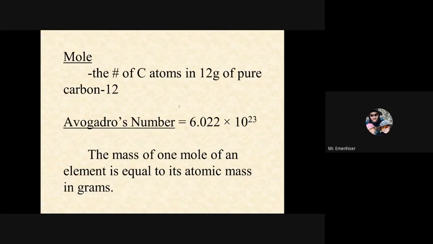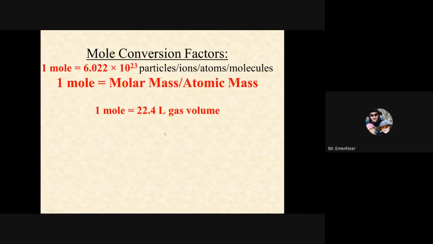1 mole is the number of carbon atoms in 12 grams of pure carbon, which is equal to 6 times 10 to the 23 atoms. Okay, but that's the definition of a mole. It is a counting unit. It is the SI metric unit for counting, or for amount of a substance, like a chemical or a powder or a liquid substance. Here's some mole conversion factors.